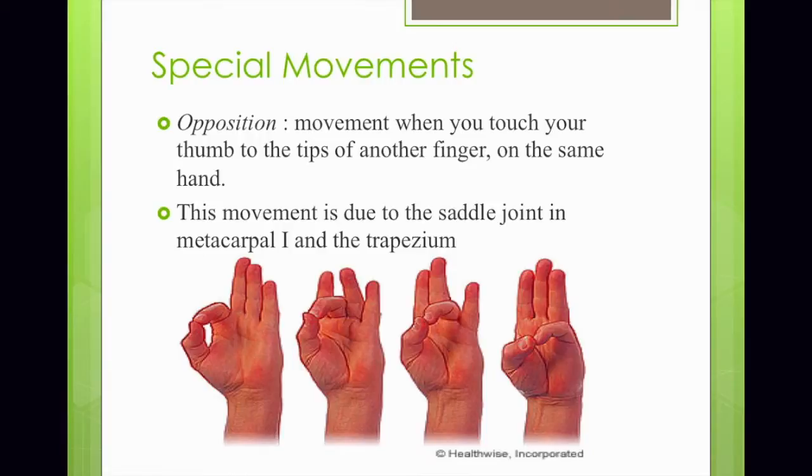Finally, there is opposition, the movement when you touch your thumb to the tips of another finger on the same hand. This movement is due to the saddle joint between metacarpal 1 and the trapezium.